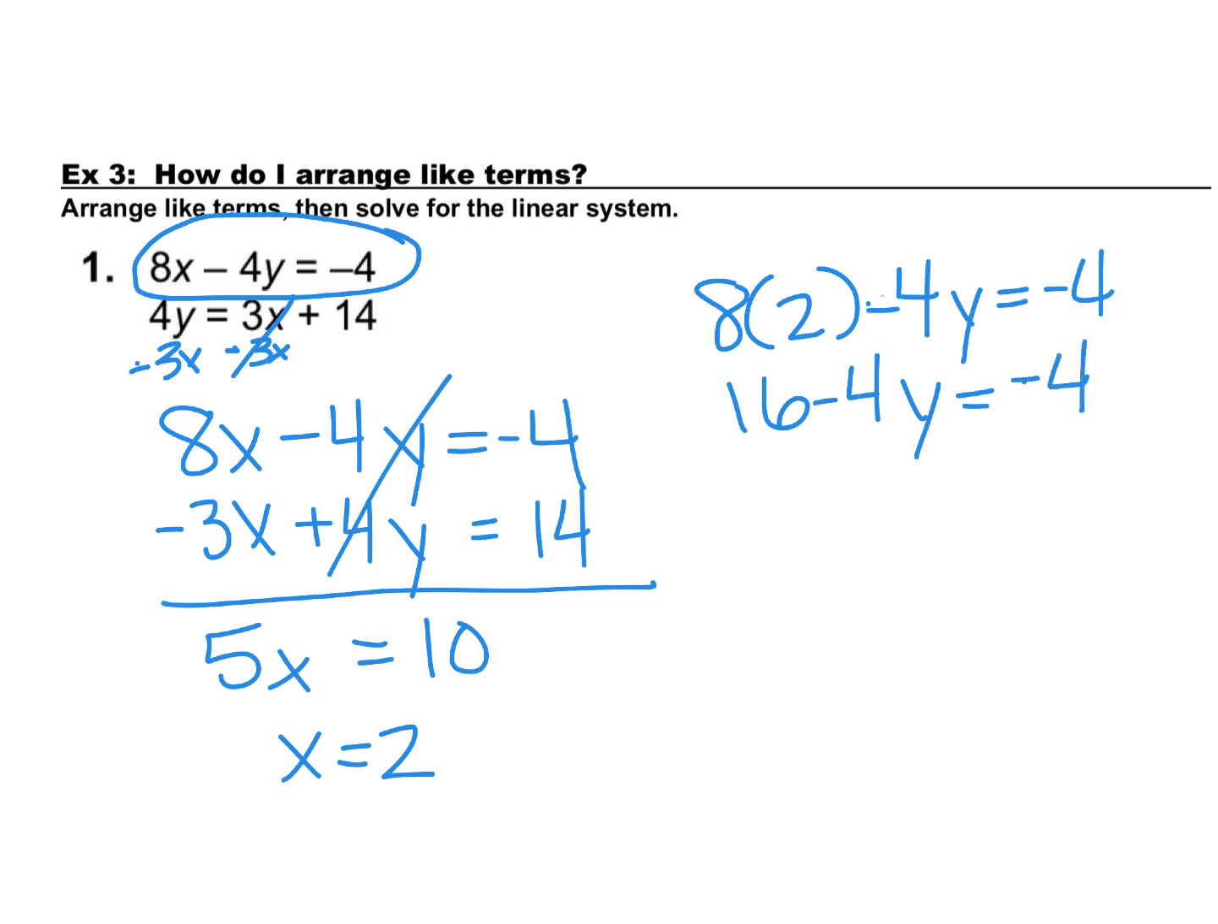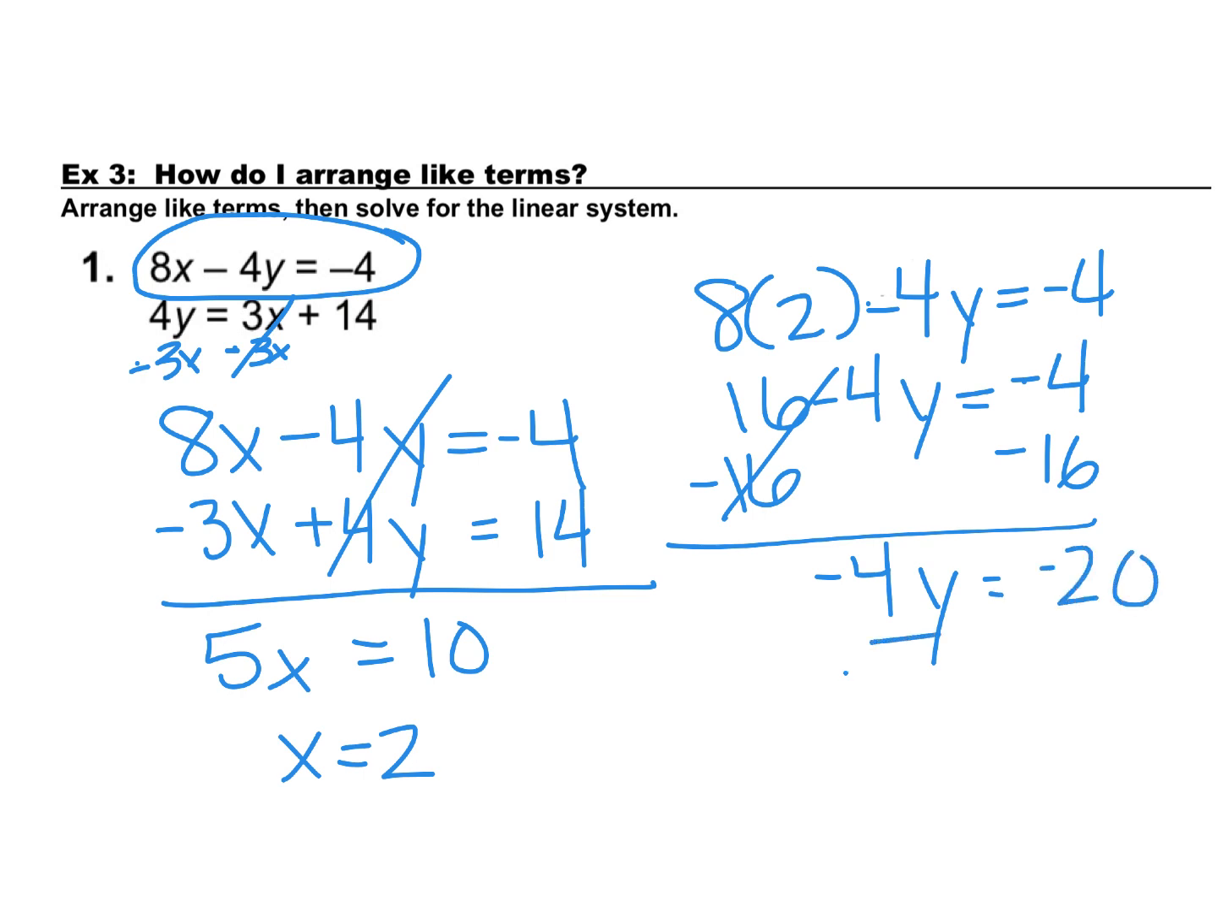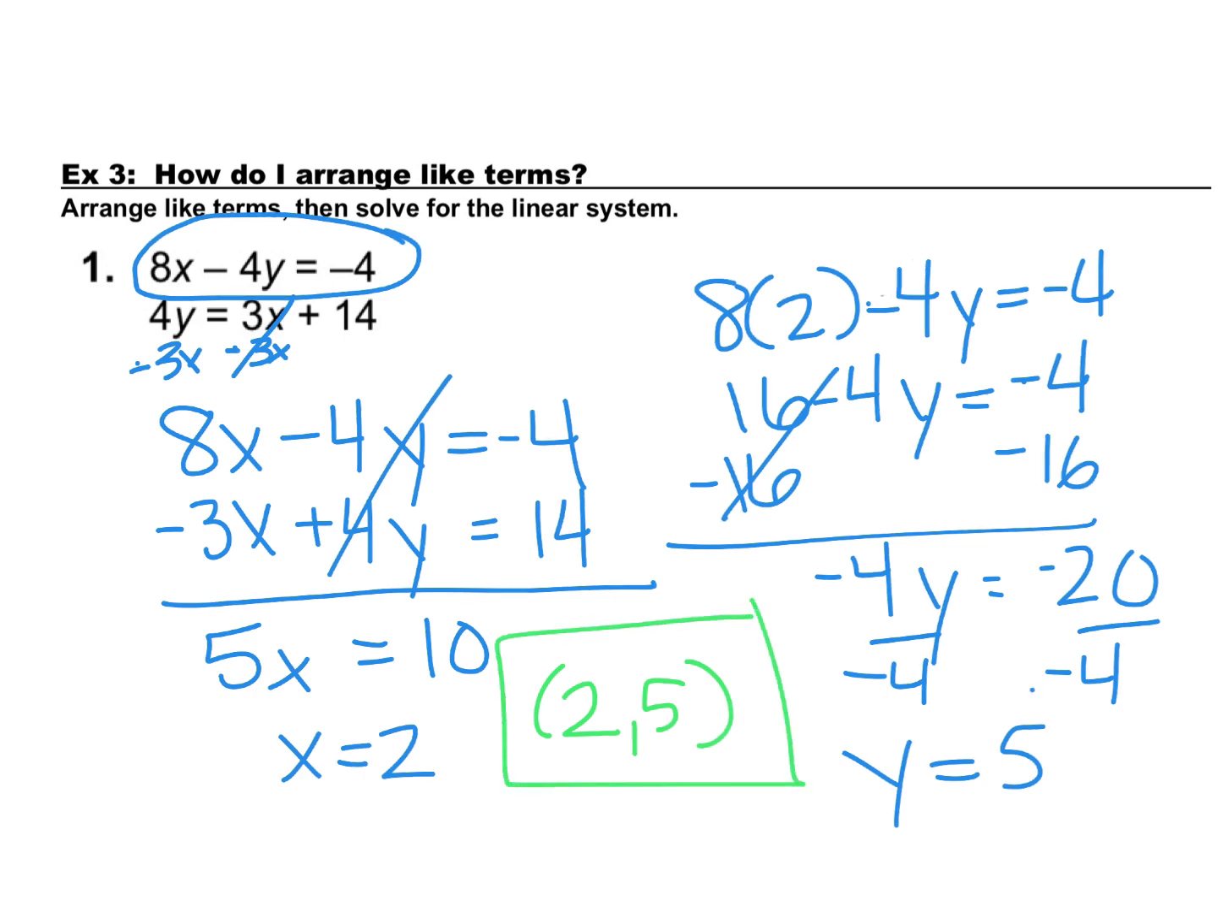Now make sure this is a positive 16. I'm going to subtract 16. Also, don't drop that negative with that y. Now divide by negative 4, and y is going to be equal to positive 5. So the place at which they're going to intersect, or the solution to this linear system, is (2, 5). X is 2 and y is 5, so that is a place in which they would intersect.